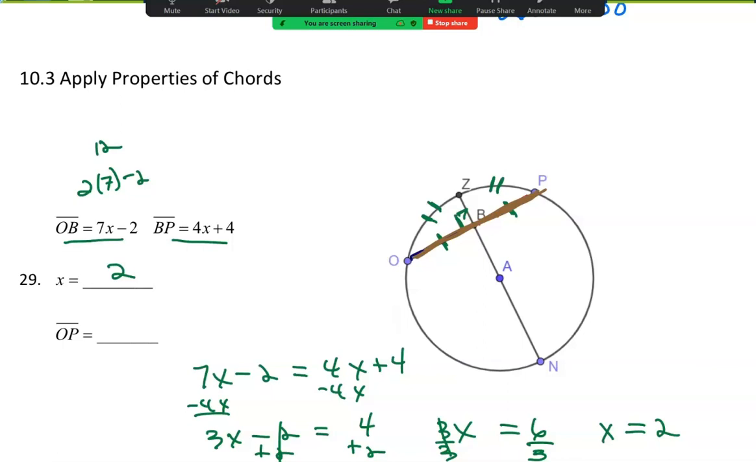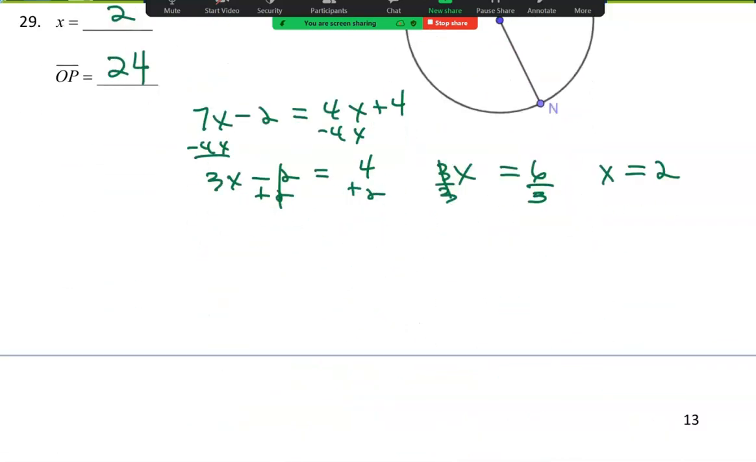So 2 times 7 minus 2, that's 14 minus 2 is 12. Let's just check to make sure that BP is the same. 4 times 2 plus 4, that's 8 plus 4 is 12, so that's good. Add those two together, and you get a length of 24, and we are done.